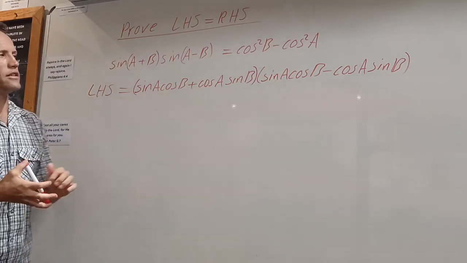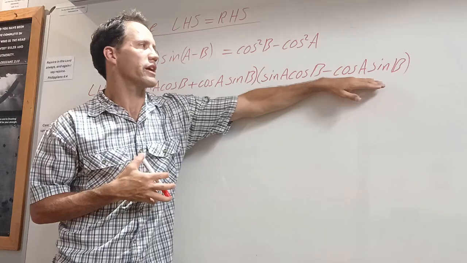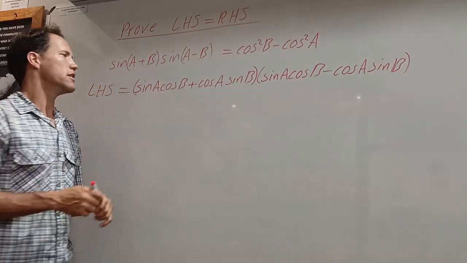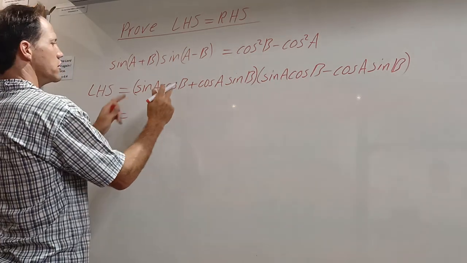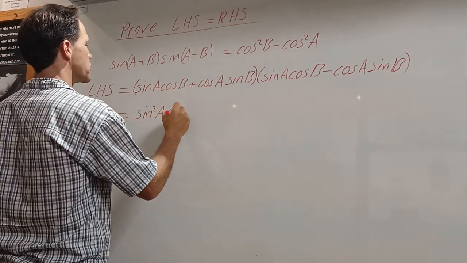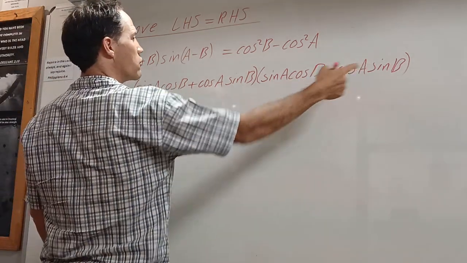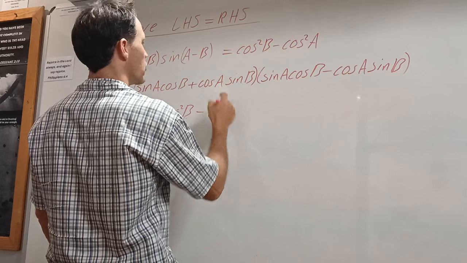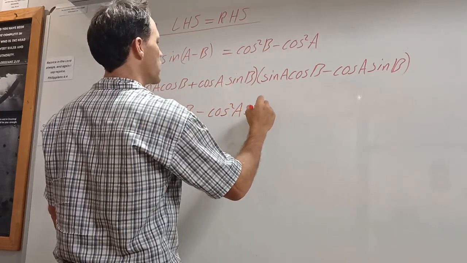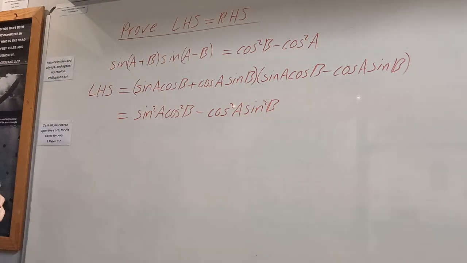And now you can see it's the difference of squares. This bracket looks exactly like this bracket, but this one is a plus and this one is a minus. So it's a difference of squares. So we can change it to square this one, sin squared A cos squared B, and then minus that one, or just square any one of those two, cos squared A sin squared B. So we just square them.